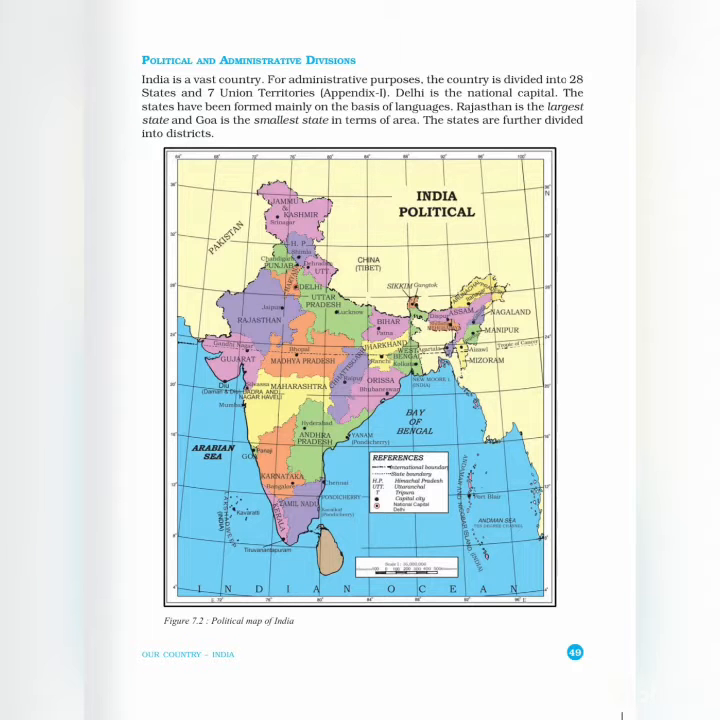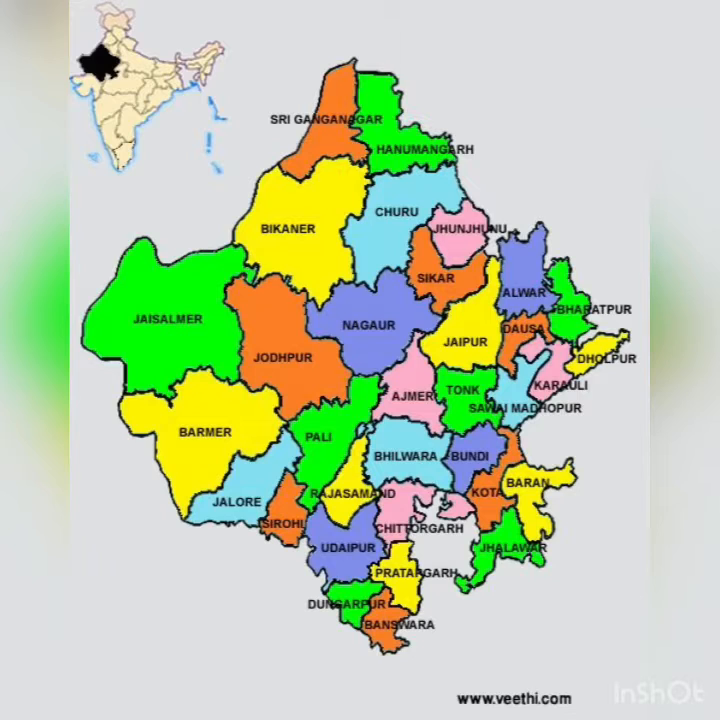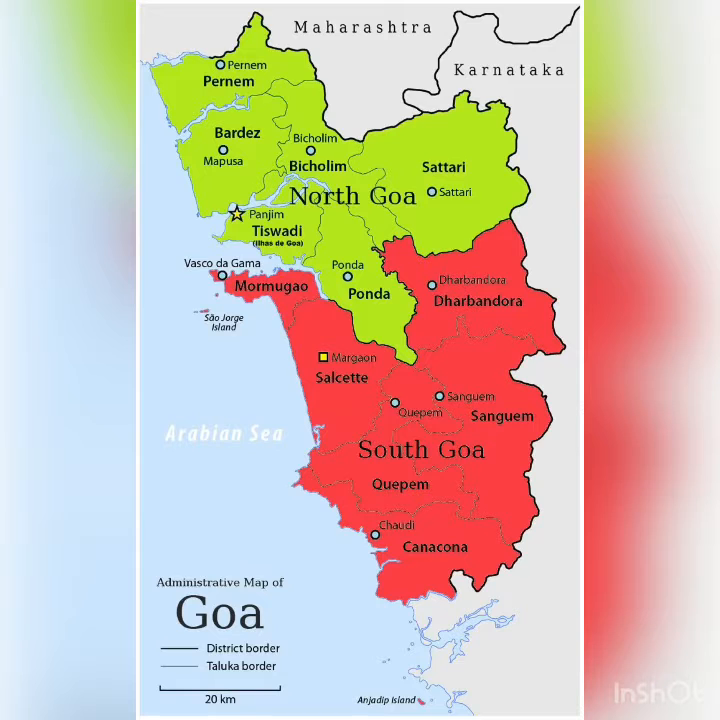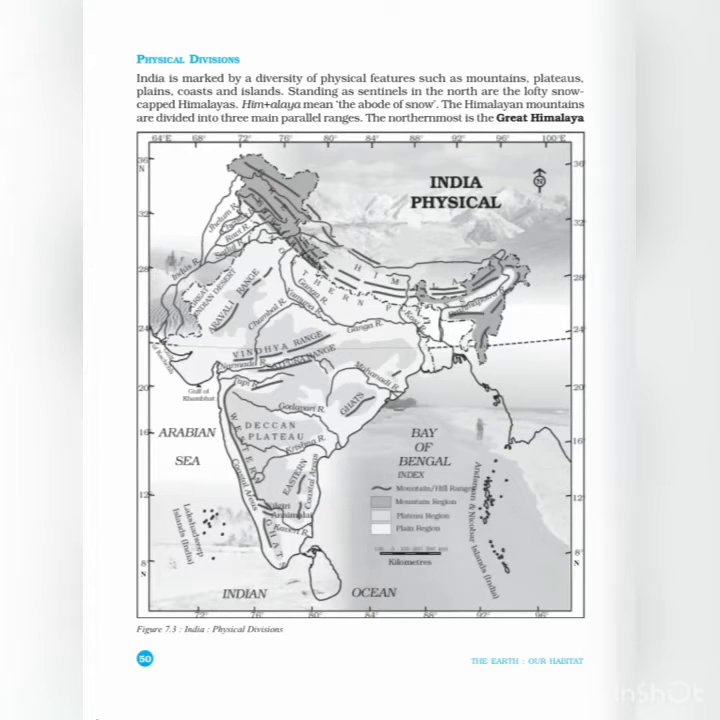Now children, let's see the political and administrative divisions of India. India is a vast country for administrative purposes. The country is divided into 28 states and 9 union territories. Delhi is the national capital. The states have been formed mainly on the basis of languages. Rajasthan is the largest state of India, whereas Goa is the smallest state of India. Now next, let's see the physical divisions.